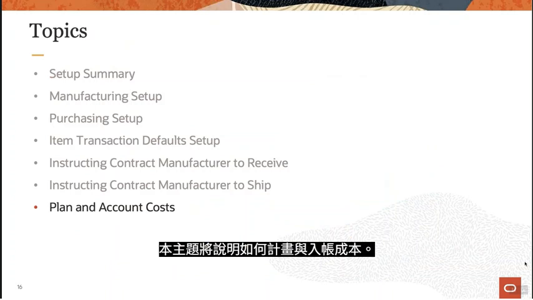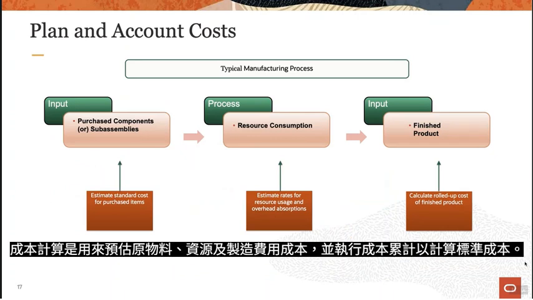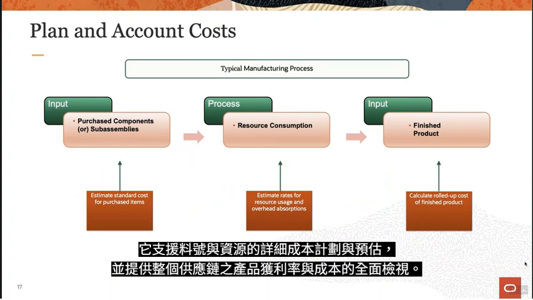This topic will describe how to plan and account cost. This diagram depicts how to plan and account cost, used to estimate material, resources, and overhead cost, and to perform cost roll-up to calculate standard cost. It supports detailed planning and estimation of cost for items and resources, and provides a holistic view of product profitability and cost across the supply chain.